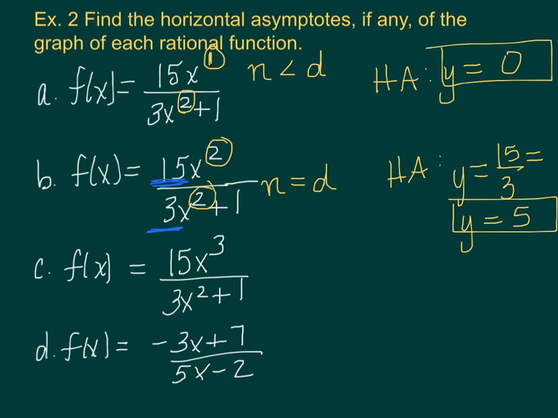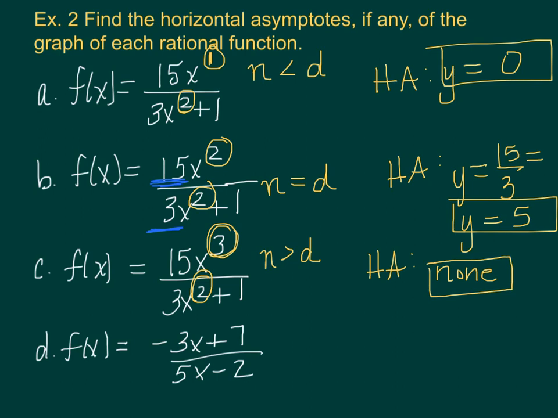C, the degree in the top is a 3, the degree in the bottom is a 2. So the degree in the numerator is larger. So for the horizontal, we would write none. No horizontal.